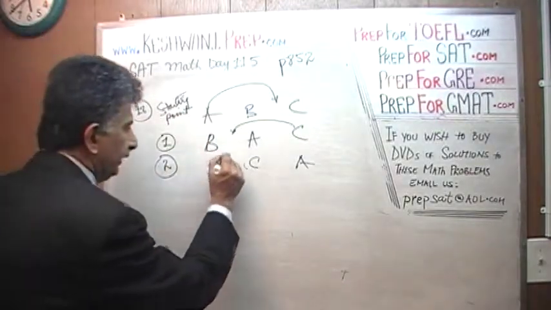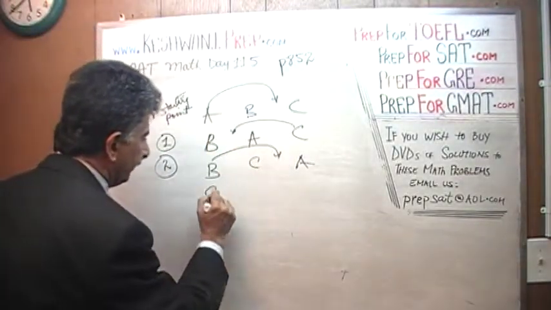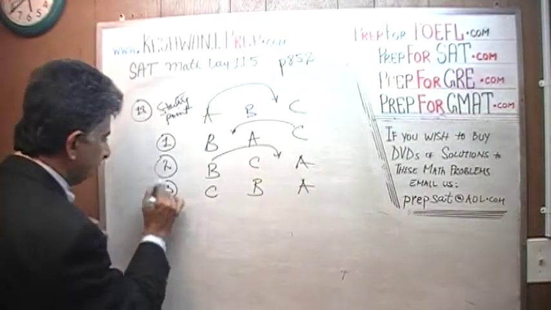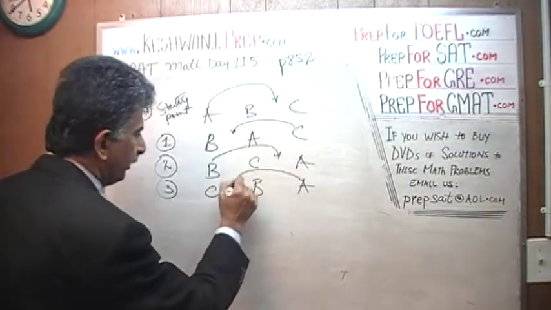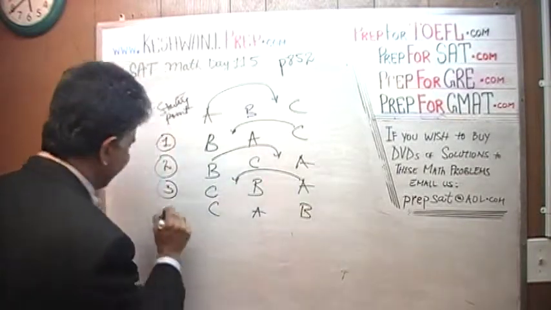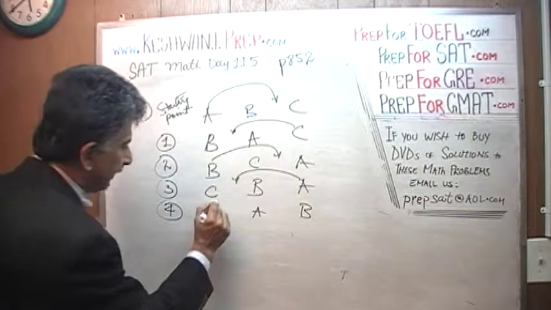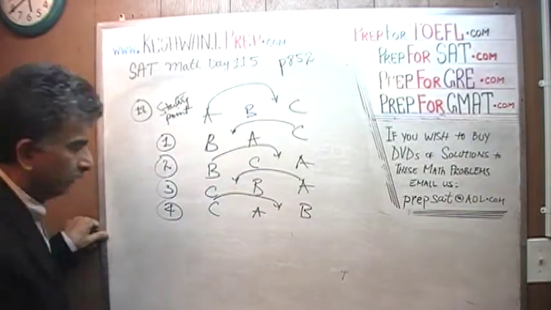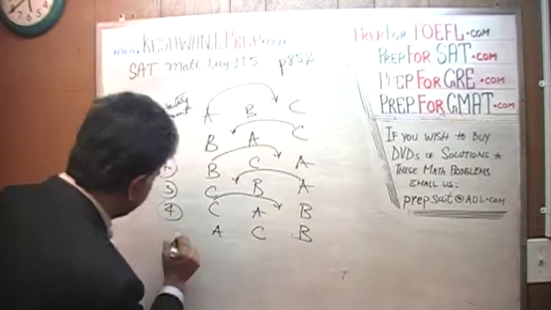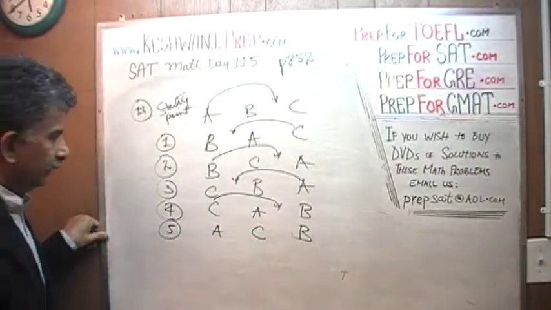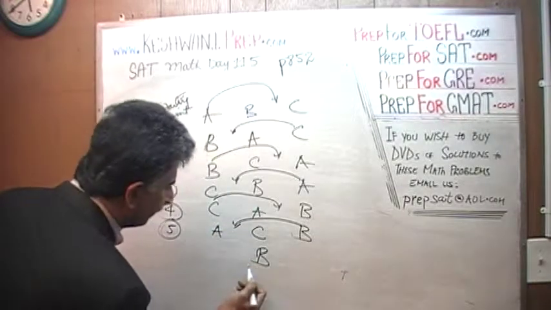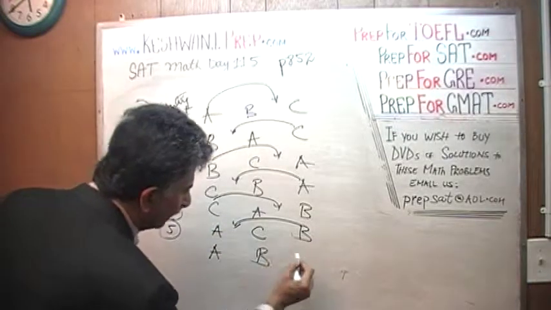So now we take the B, move it to the middle position. So C ends up here, B ends up in the middle, A ends up here. That's step number 3. Now we take our A and put it to the middle position. C stays where it is and B is going to end up here. That's step number 4. Now we take our C and move it to the middle position. A moves to the left, B stays where it is. That's step number 5. Now we take our B and move it to the middle position. A is where it is, and C is going to end up here. Voila.